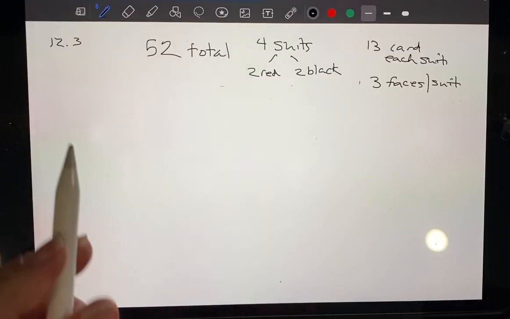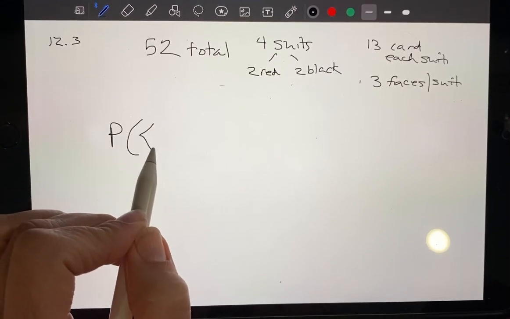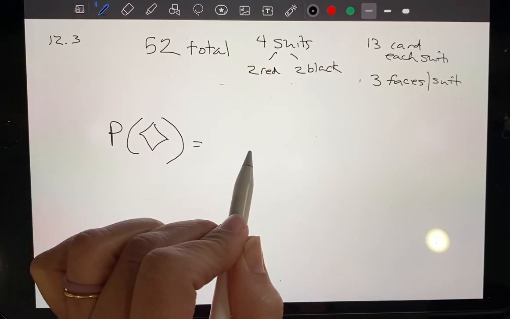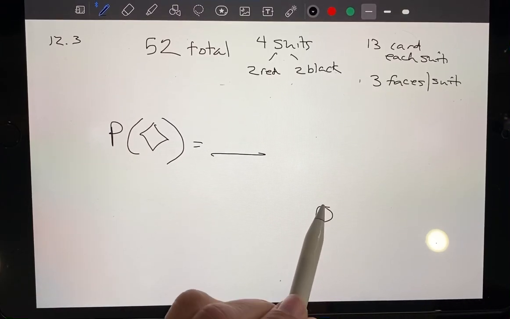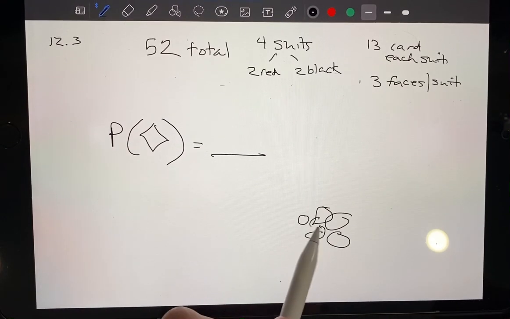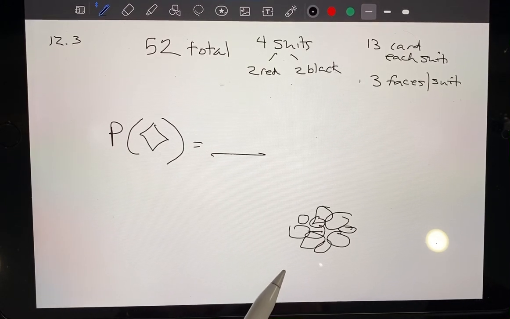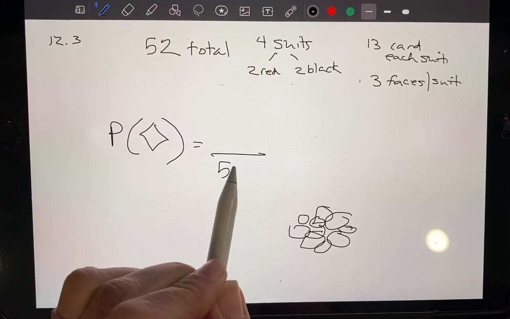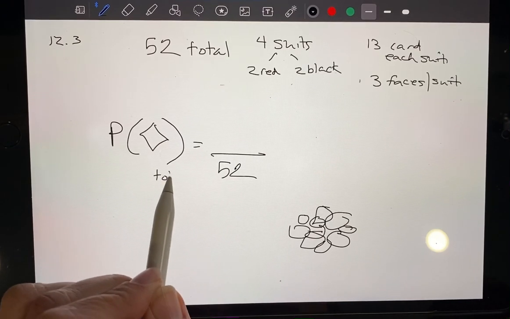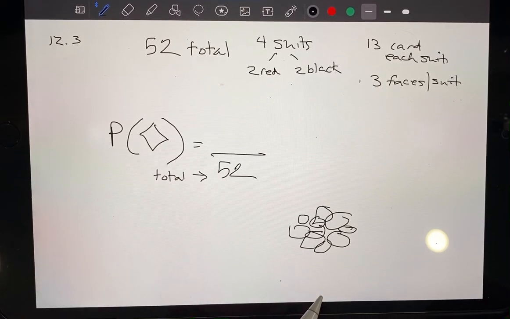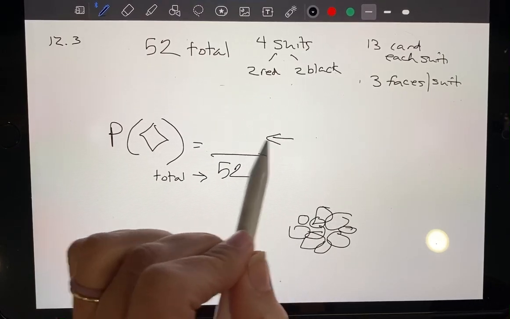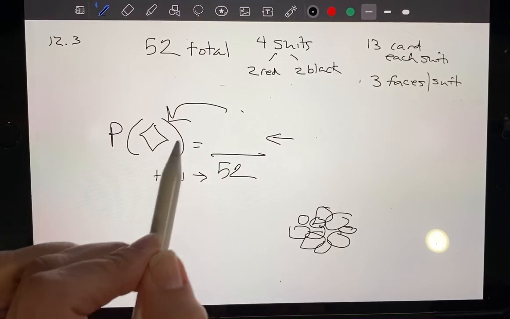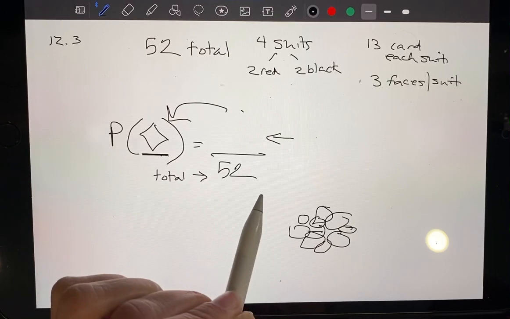So if we look at number 20, we're looking at the probability of drawing a diamond. So again, I have all 52 cards on a table. They're all kind of scattered around. How many different ways could I draw one single card? We can draw it 52 different ways. So the bottom is always your total number of different ways. The top is how many ways can I make my probability be true?